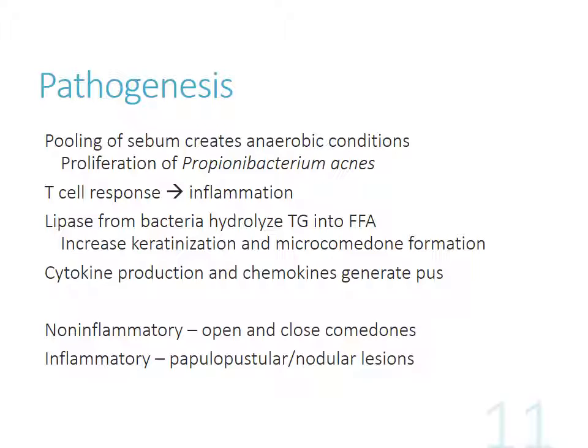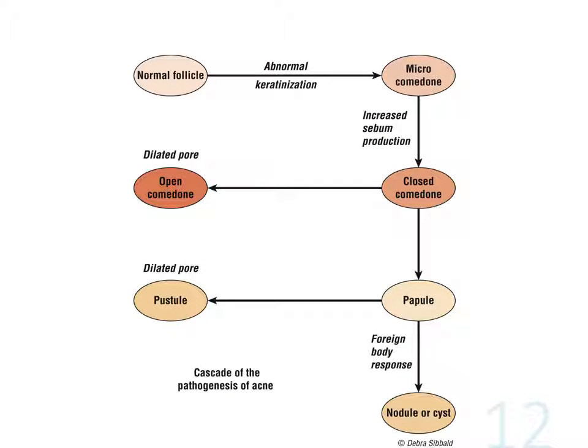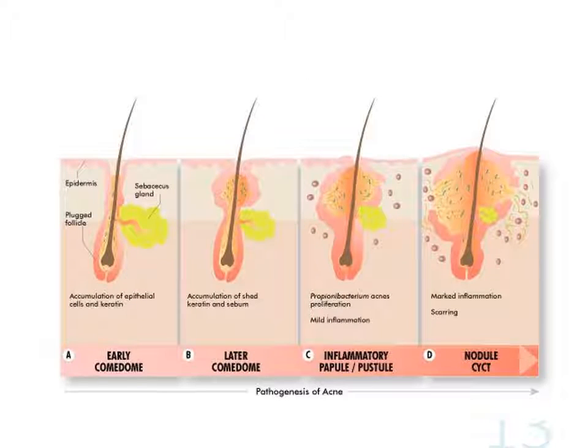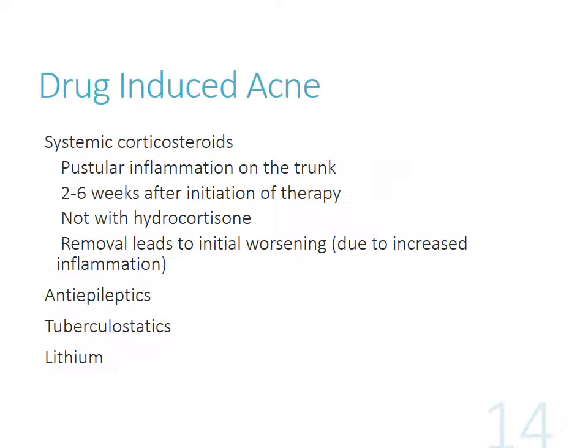You can have non-inflammatory versus inflammatory conditions, but we'll mainly look at treating them as one holistic bunch. We'll see that the different drugs we're going to use are treating different components of this pathogenesis. Here you can see the processes going along. Really just noticing that the foreign body response is where we see a lot of the inflammation come from, and we get the nodule, the cyst that can develop. Okay, just a nice picture here showing the process where the sebaceous glands increase sebum production, and then you have the eventual comedone forming there.